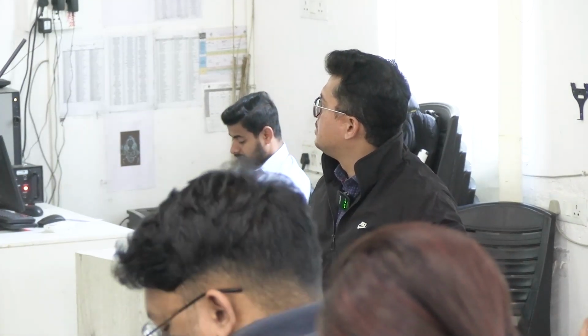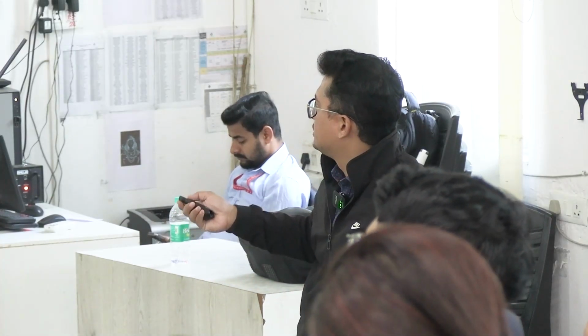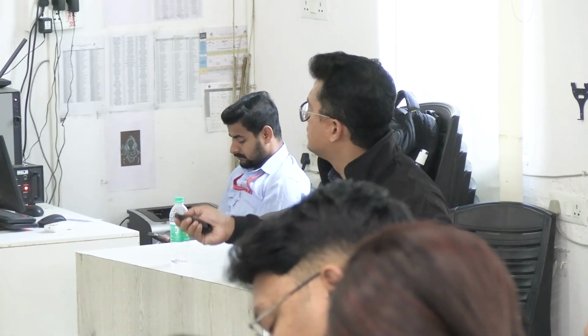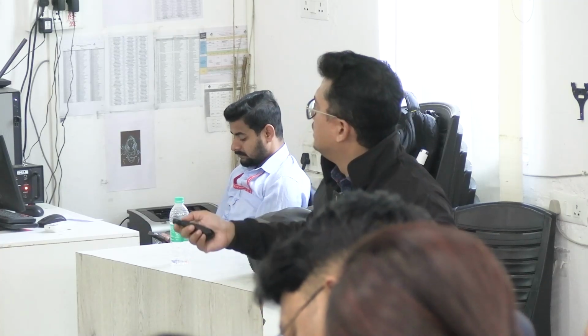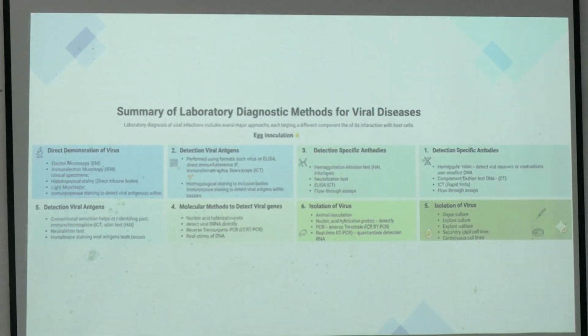Direct demonstration of virus by EM, detection of viral antigens by many methods, detection of virus specific antibodies by many methods, এখানে সেটা continuation হলো. Then you have again molecular methods to detect the viral genes, and you have isolation of viruses. This is the format of writing a lab diagnosis. এগুলো যদি লেখো প্রত্যেকটা পয়েন্টকে you have to explain in short. You don't have to write all the details.